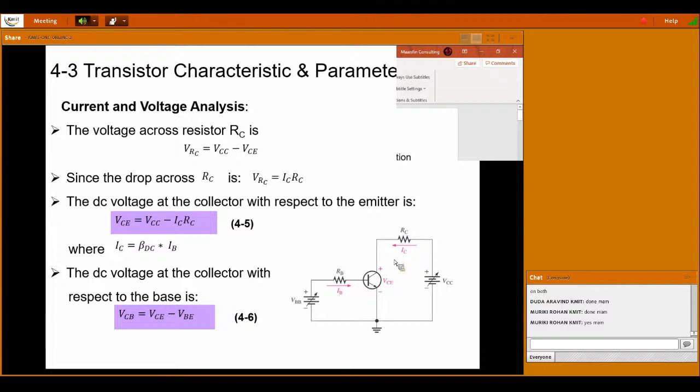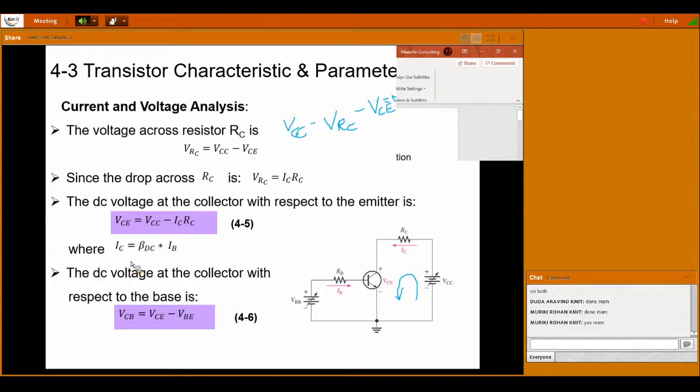In order to find the output current IC, again we have to apply KVL in this output loop. If I apply the KVL, then VCC minus the voltage drop across the collector resistor RC minus the voltage drop between collector and emitter is equal to 0. Now from this, the voltage drop across the collector resistor is equal to VCC minus VCE, since the drop across RC is IC times RC.